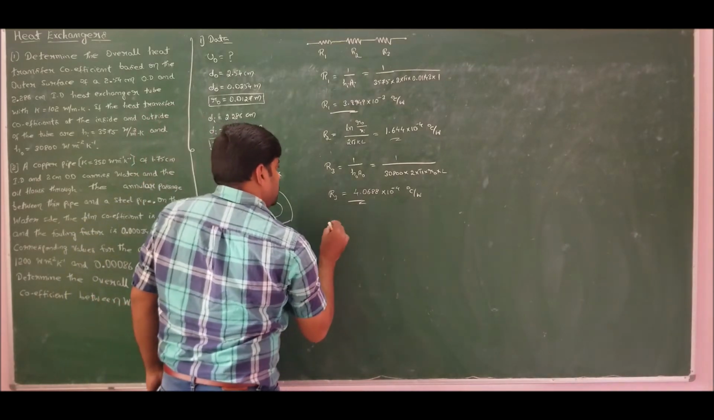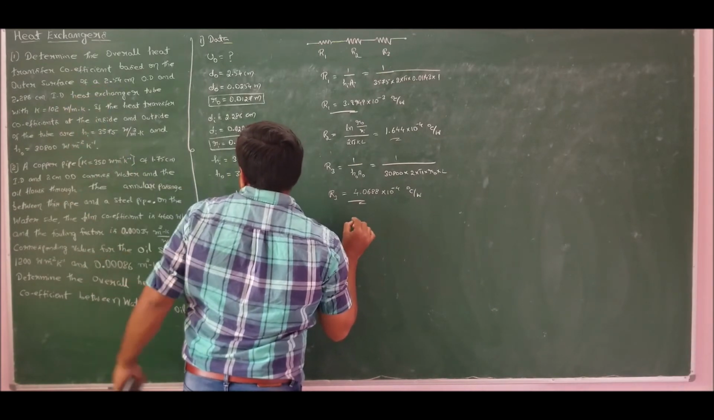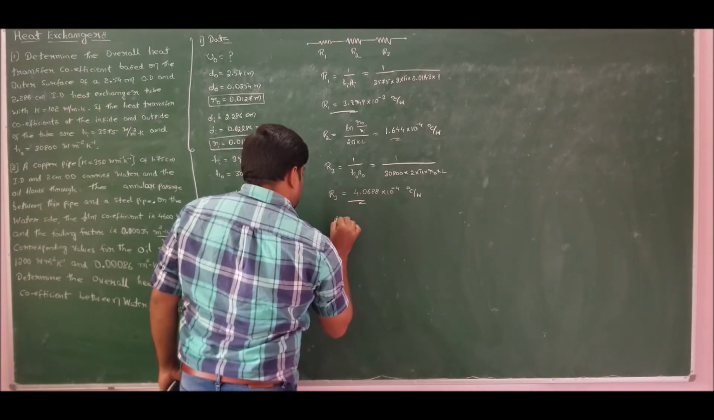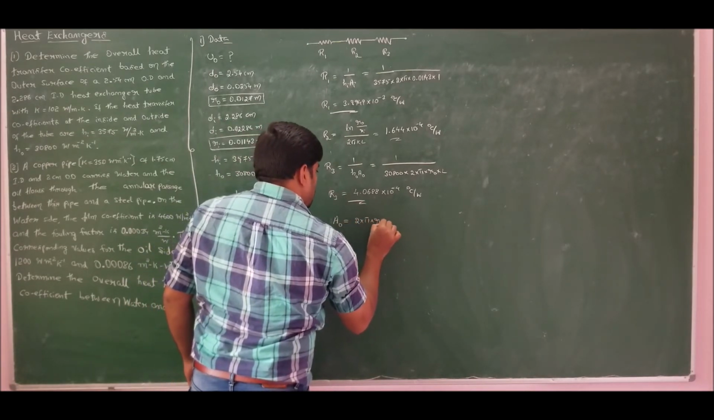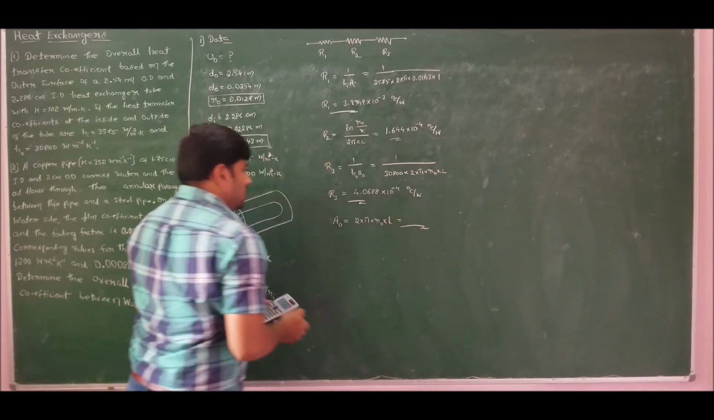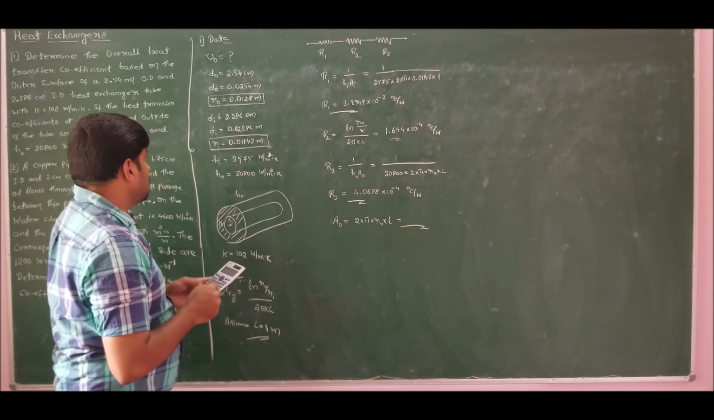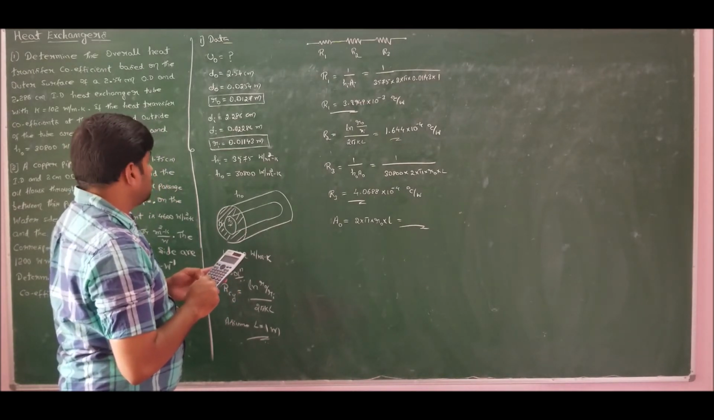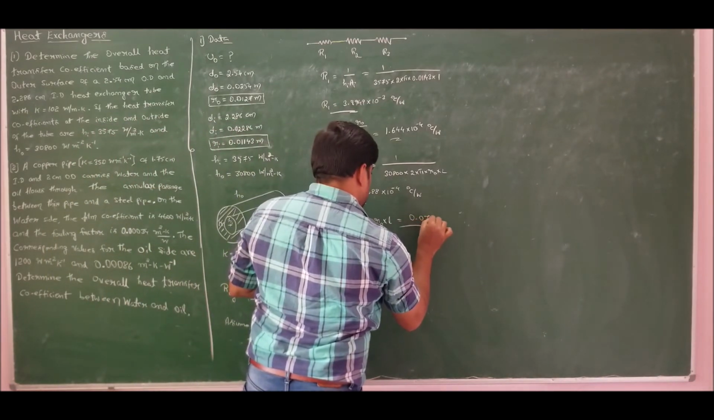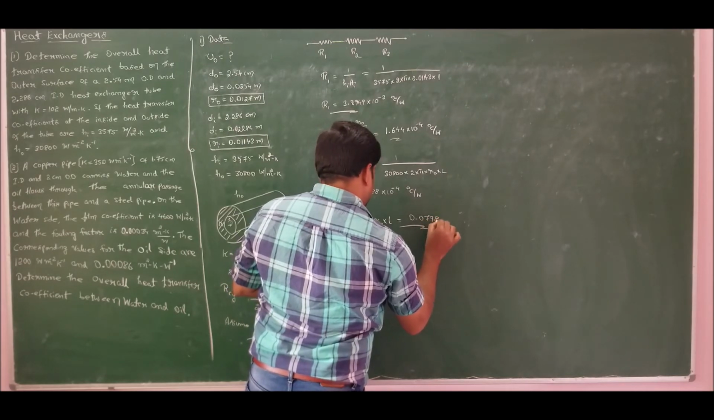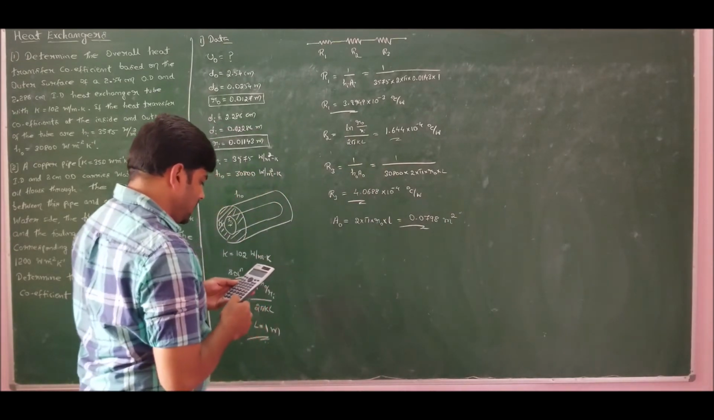Now we know that he is asking us to calculate based on outside surface area. So U0, hence I want the outside surface area A0. A0 is 2 pi R0 L, which will be 2 into pi into R0 is 0.0127 into L is 1 meter, which is 0.0798 meter square.